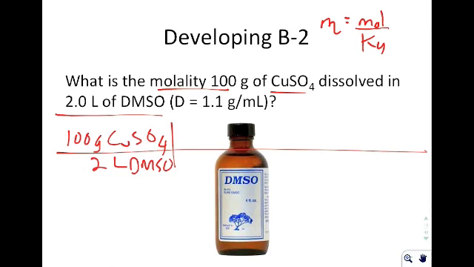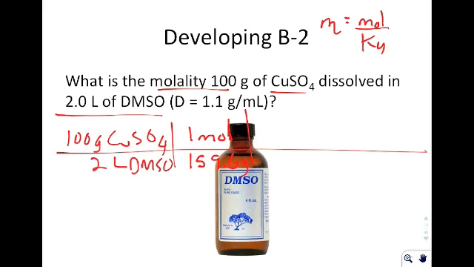And most people get off to the right start here. They say, okay, I've got copper sulfate. The molar mass of copper sulfate is 159.6 using the periodic table. So that's 1 mole. But then they stop there. The problem is, if they stop there, you've calculated the molarity, not the molality.